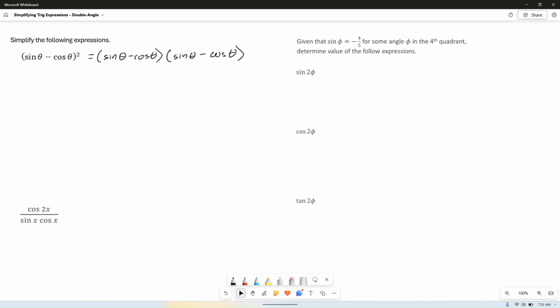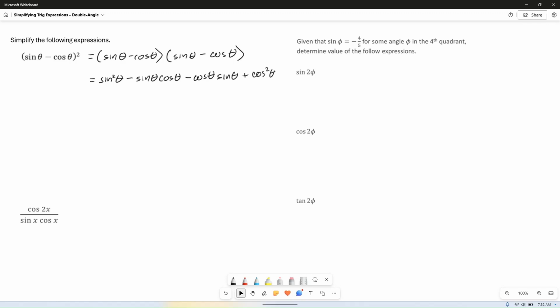To multiply this out, we need to FOIL. When we do our first terms, we have sine times sine, and that gives me sine squared of theta. When we do the outside, that's a sine and a negative cosine, so we're going to have a negative sine of theta times cosine theta. For the inside terms, we have a negative cosine and a sine, so we're going to have minus a cosine theta times a sine of theta. And for the last terms, we have a negative cosine times a negative cosine, and that becomes a plus cosine squared theta.